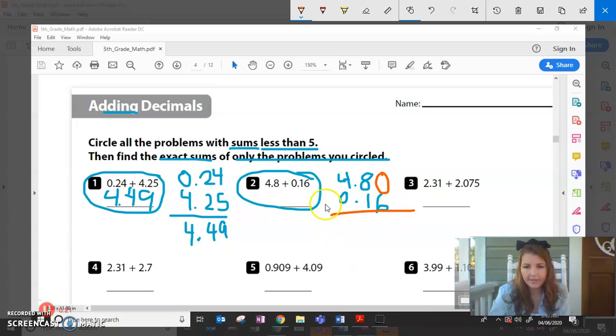All right, now I'm going to add. Oops. 0 plus 6 is 6. 8 plus 1 is 9. Don't forget your decimal point. And then 4 plus 0 is 4. So the answer to number 2 is 4 and 96 hundredths, which is less than 5. So my estimate was correct. All right, let's move on.